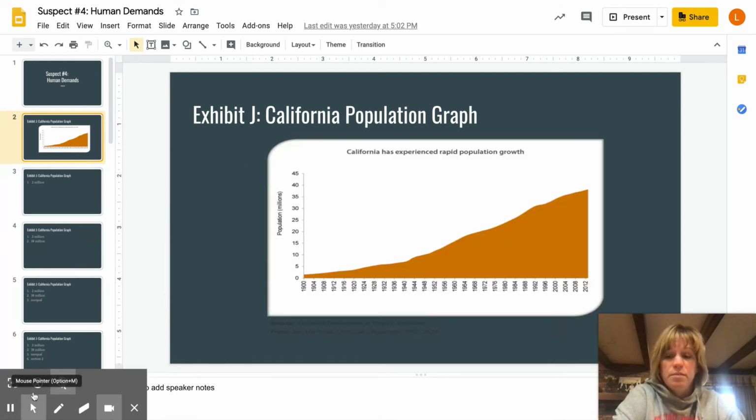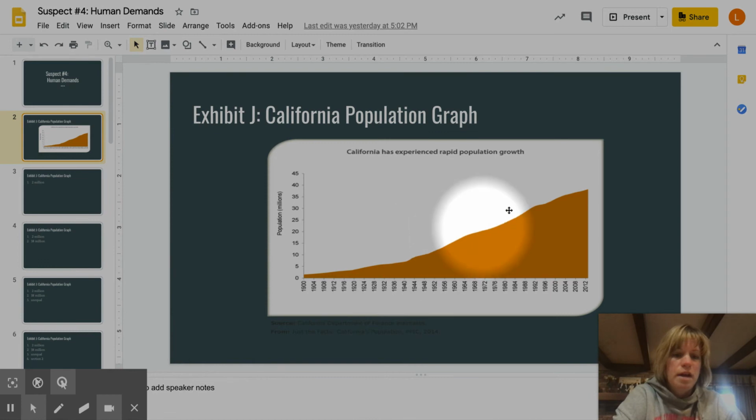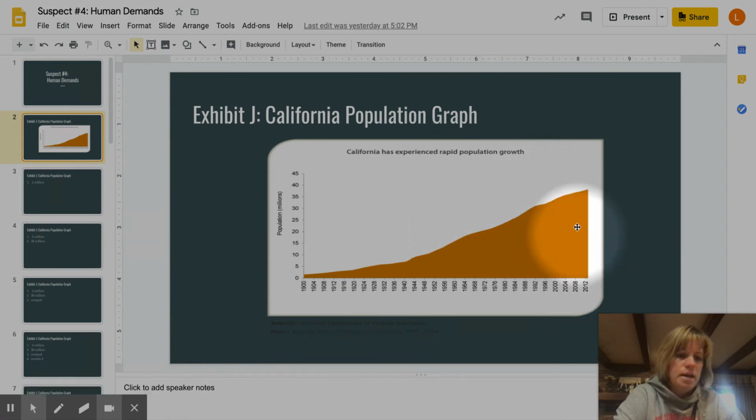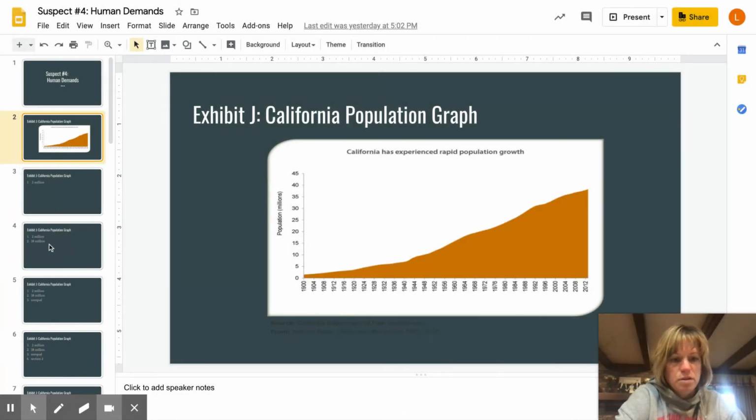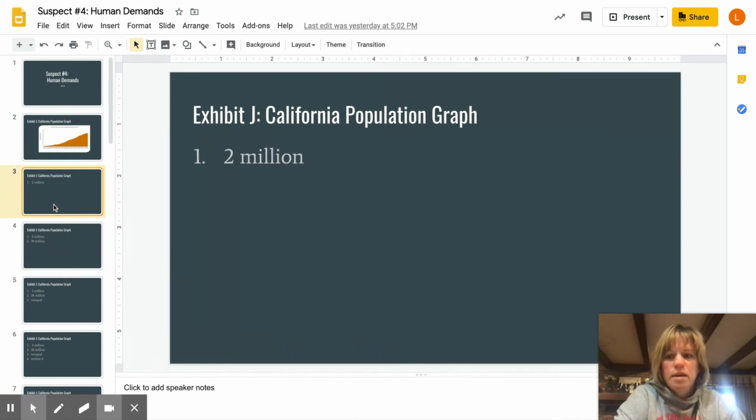But when we go over to 2012 on the x-axis, you can see that the population is getting pretty close to 40 million. Our country has a population of about 300 million, so it is significant that California would have, I said, 38 million people.